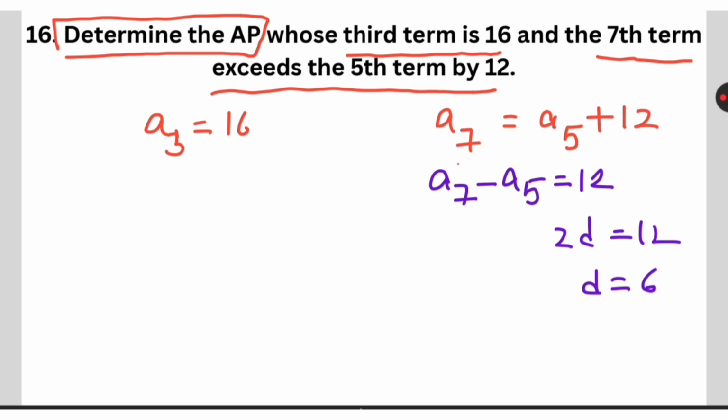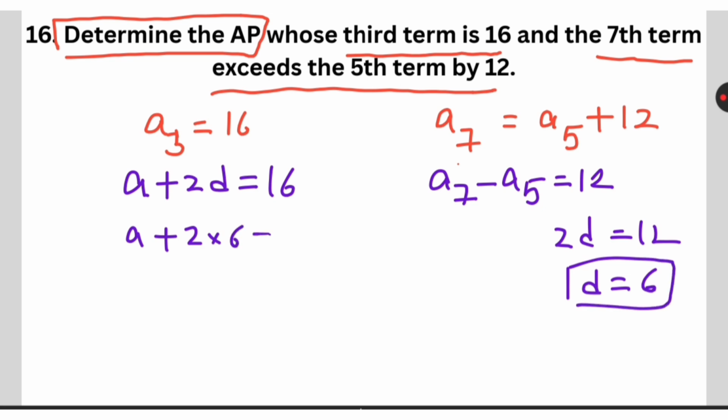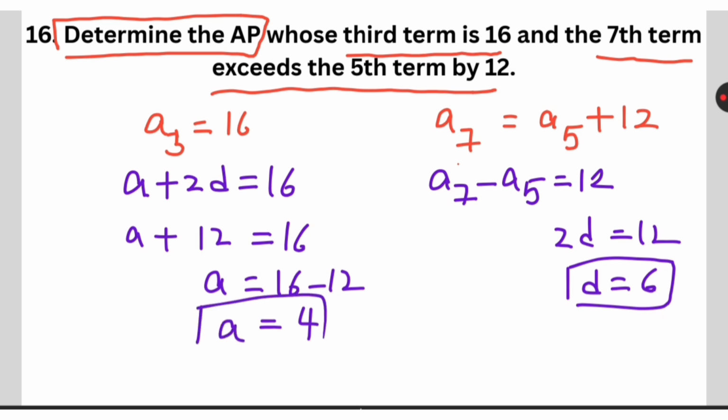So now A3 is 16. The third term is 16, isn't it? So here A3 is nothing but A plus 2D, that is equal to 16. So A plus 2 times, what is D? Just now we found out the common difference is 6, that is equal to 16. 6 times 2, that is 12. So finally the first term is 16 minus 12, that is 4. So we found the first term, which is 4. The common difference also we found, that is 6.